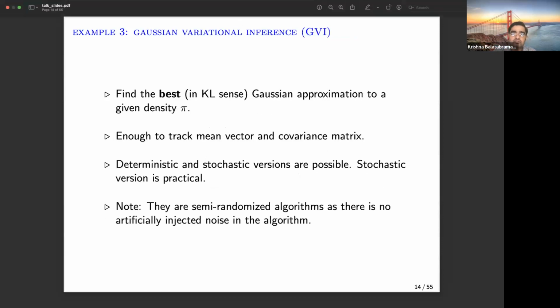And there's this third class of algorithms which are called Gaussian variational inference algorithms.